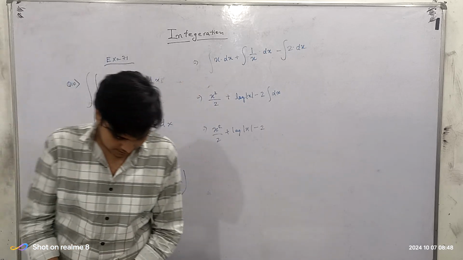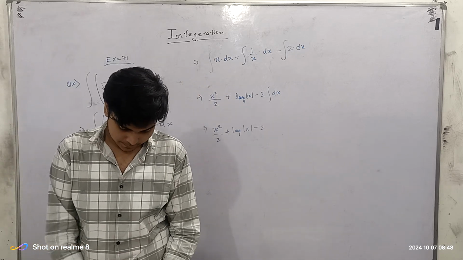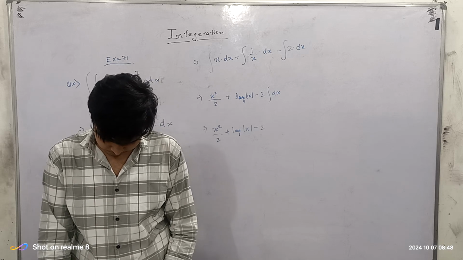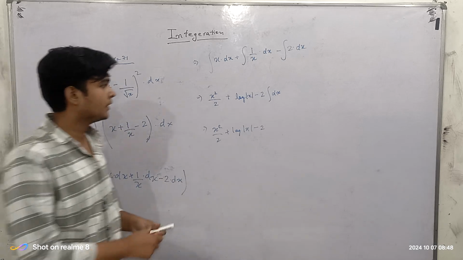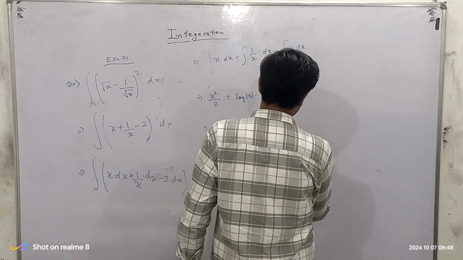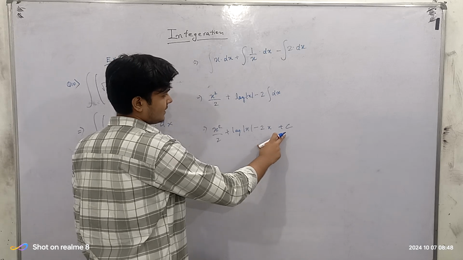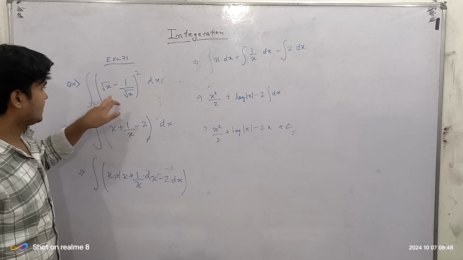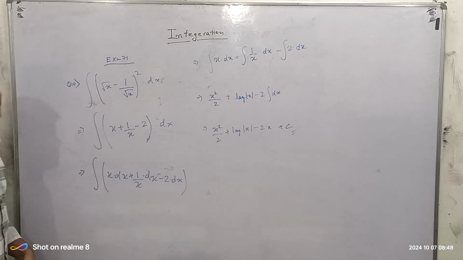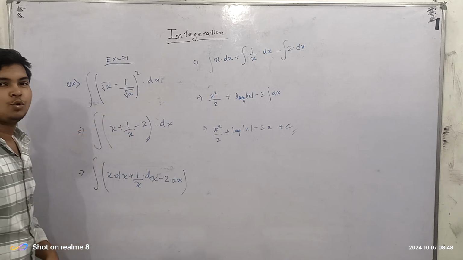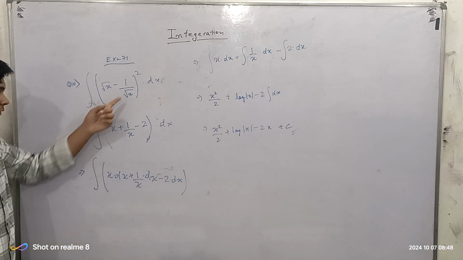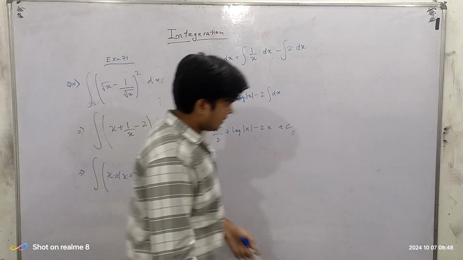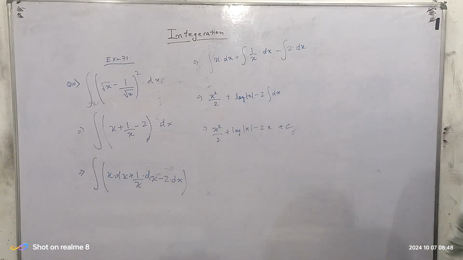Now we are going to match the question answer. Question number 10, exercise 7.1. Now this question is solved, plus c. We will not forget to write c. This is the answer. Hope you understand this question number 10. It is an important question which can come in the exam, in 1 mark or 2 marks. It is not that hard. We will first do the square and then we will integrate it separately. It is clear.